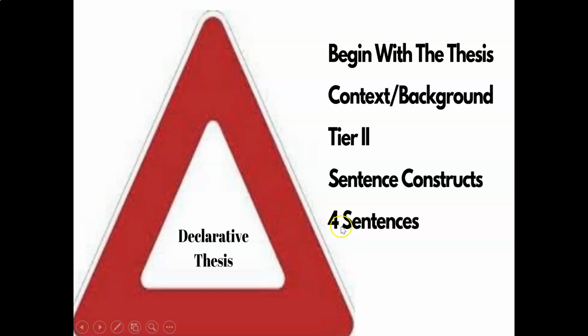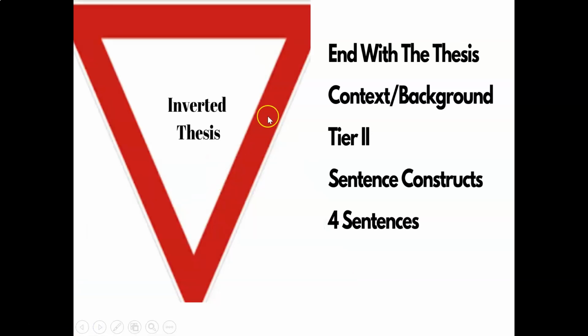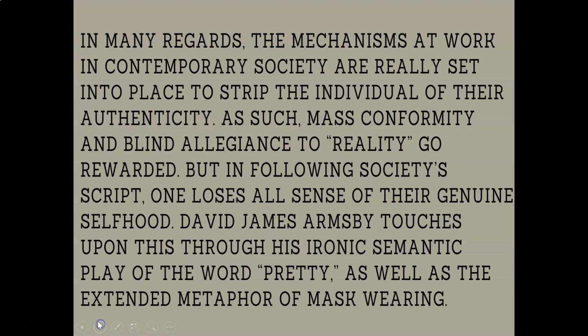And as I already mentioned, it's going to be 4 sentences long. But we need not worry about the declarative. We're going to go inverted. First 3 sentences are going to answer the question, what is the authorial intent? Which means that we're going to end with the thesis, how does the author construct meaning? We're still going to focus on that tier 2 vocabulary. We're going to focus on the sentence constructs, see if we can have some nice voice, rhythm and flow, and exactly 4 sentences long. So here is one example for Being Pretty.